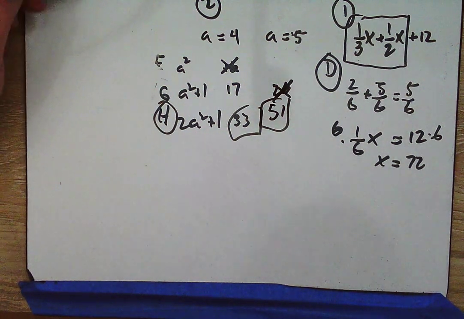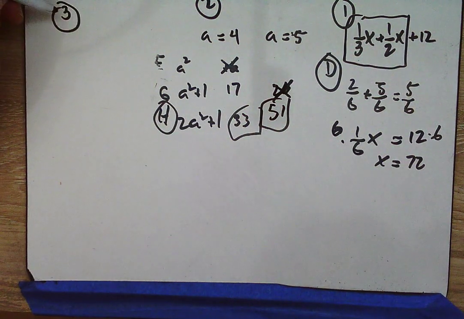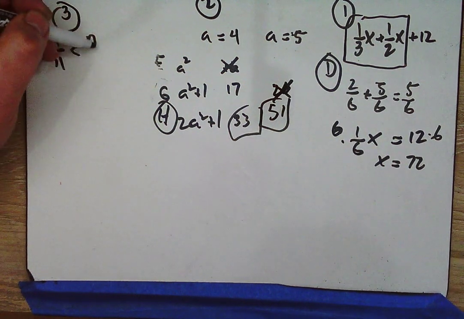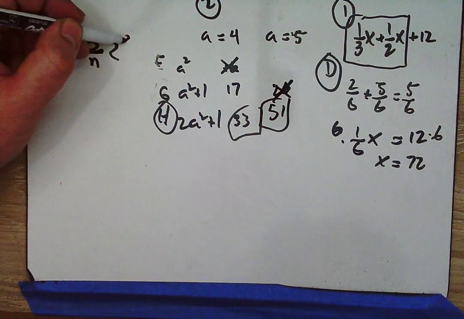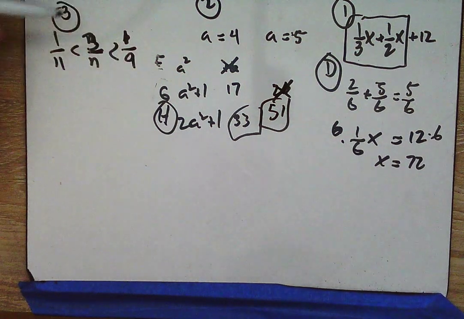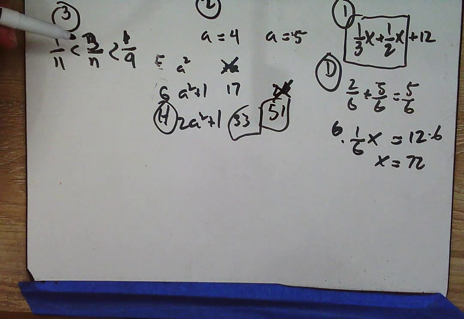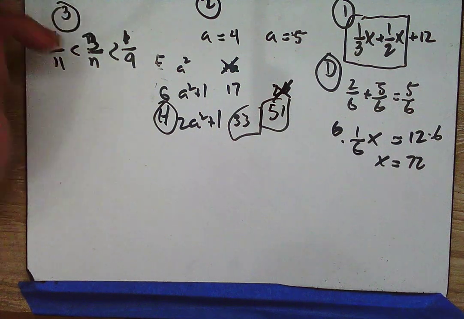Number 3 is probably the toughest problem in this packet. It's certainly non-intuitive. It says, how many different integer values n satisfy the inequality 1 over 11, 3 over n, and 1 over 9? And you might be thinking that, well, it's just 10 is the only thing that's missing there. But I can't make that determination unless I have common numerators.